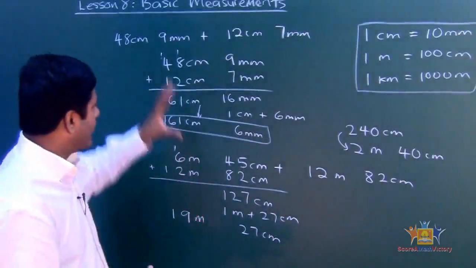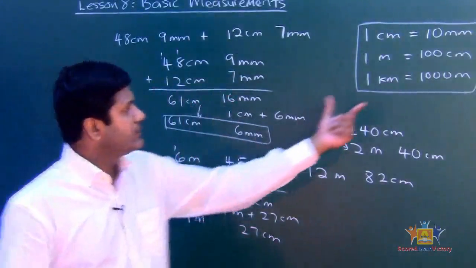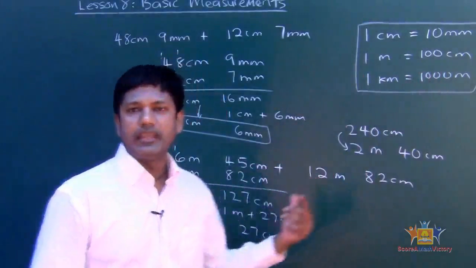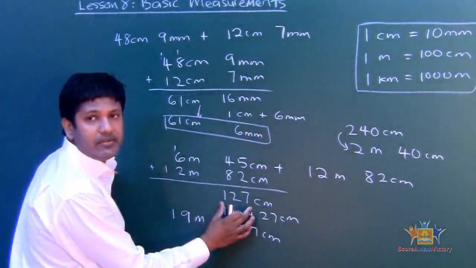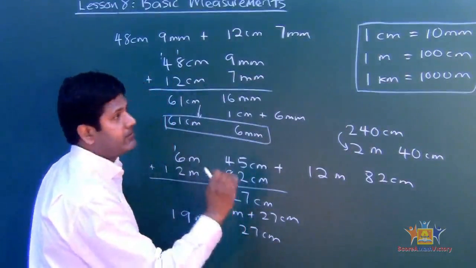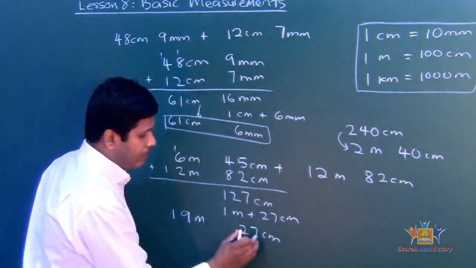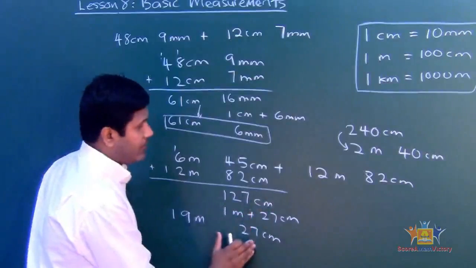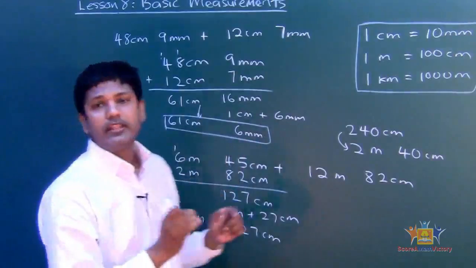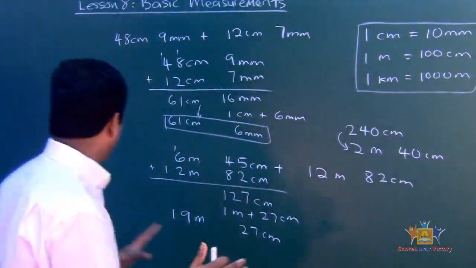So the key thing is what? Lining them up, alright? So when you line them up, you add them. If it passes the conversion unit like this one, then you convert them. Don't leave it as 127 centimeters, because you know that 100 out of the 127 makes 1 meter. So you can add that to that. Alright, so you keep it below 100 when it comes to centimeters. You keep it below 10 when it comes to millimeters. You keep it below 1000 when it comes to meters. Alright, pretty easy, isn't it? Very straightforward. Okay, let's do another one.